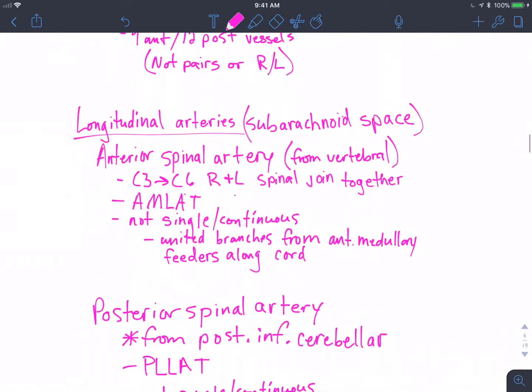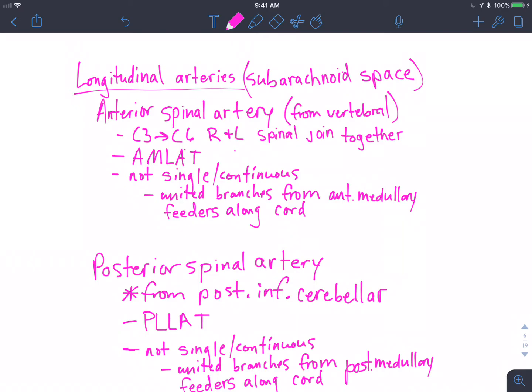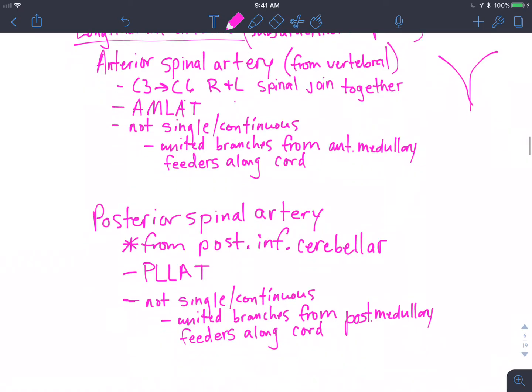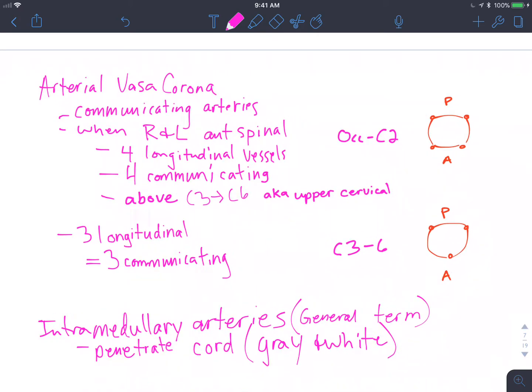Let's talk about the longitudinal guys, okay? So again, these are going to be a big portion of this, especially compare and contrast to the canal arteries, okay? So you talk about the anterior spinal artery from the vertebral artery, and between C3 and C6 we usually have the left and right anterior spinal arteries joining together, okay, to get this Y shape, if you will, right? So above that though, we have this four-vessel variation, like I have drawn here, okay?